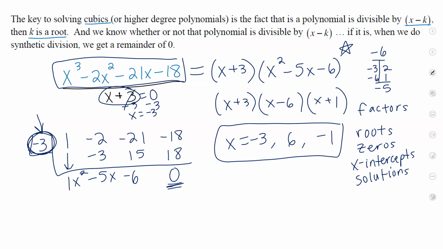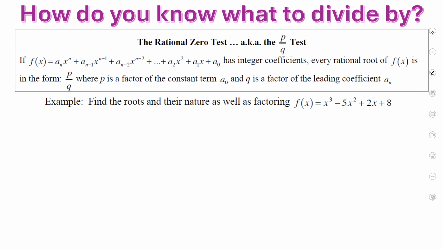Okay, so we found out what our factors were and what our solutions were by doing synthetic division. We're going to continue using synthetic division. We're going to be using the rational zero test. So we're going to answer the question, how do you know what to divide by? Because if you look at this previous example, I told you that we're going to divide by x plus 3. Okay, but what if I don't tell you what to divide by? How are you going to figure out which number to use for your synthetic division? So we're going to answer that question here with the rational zero test to figure out what we should divide by.